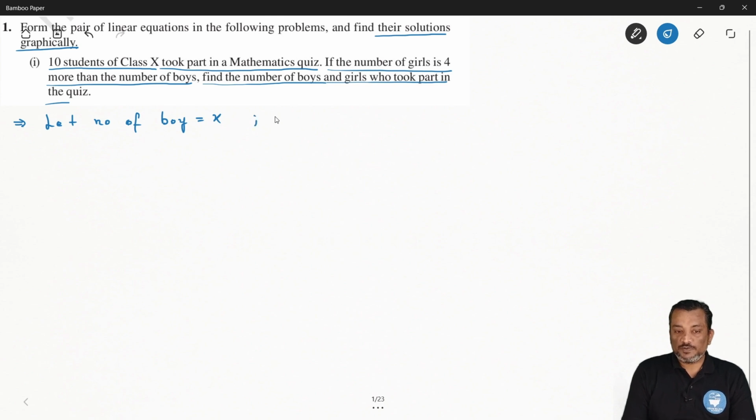Then number of girls is equal to y. Now total number of students, how much you have given here? Total number of students is already given here, you can see, 10. So total number of students is 10.